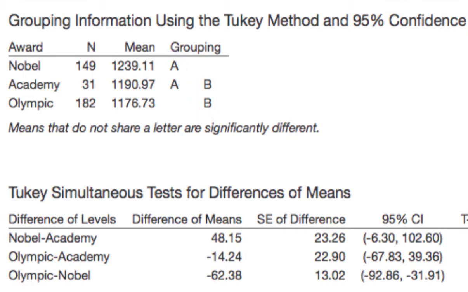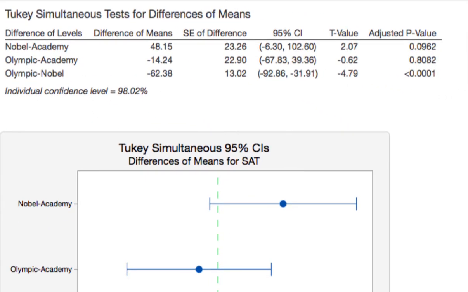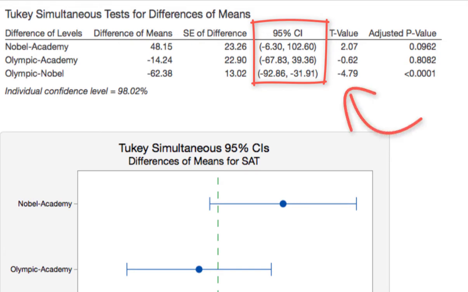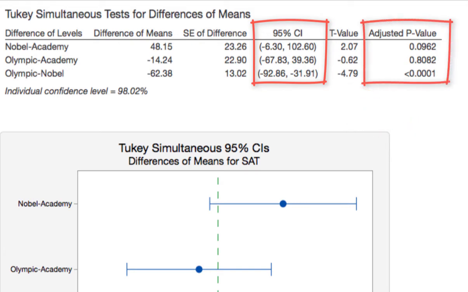The table that I prefer to use, though, is the Tukey Simultaneous Test for Difference of Means table. This gives us all of the possible pairwise comparisons, the difference in sample means, the standard error of that difference, an adjusted 95% confidence interval, a t-value, and an adjusted p-value. These are the confidence intervals and p-values that you should be looking at when you're making pairwise comparisons. These are adjusted to take into account that there are 3 different pairwise tests being performed simultaneously.